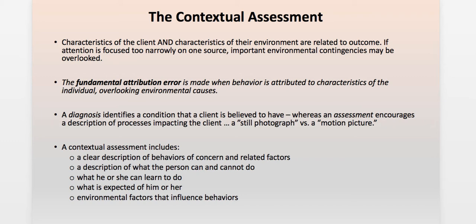So we can't just look at the characteristics of the client, but we also have to look at the characteristics of the environment in which the client resides in order to figure out the proper outcome, how we go about achieving the outcome. If we focus too narrowly on one source, then those environmental contingencies are going to be overlooked. And that is what is referred to here and elsewhere in this text as the fundamental attribution error. We make that error when we attribute behavior to the characteristics of the individual, overlooking the environmental causes and cues to that problem. We have to consider the entire context in order to understand the behavior.